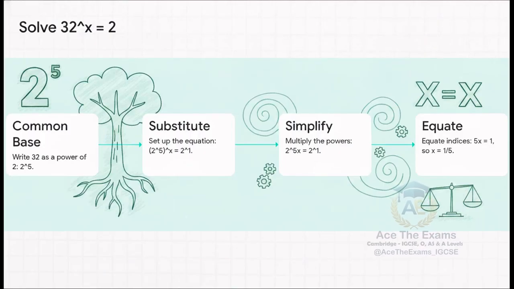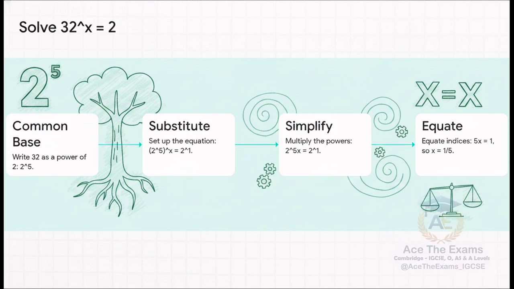Let's tackle challenge 2. Find the flaw. Look at this equation. 32 to the power of x equals 2. Now, Sam tried this in a mock exam and immediately wrote x equals 2 divided by 32. Sam lost all the marks. Why? Because you cannot divide a base by a base when the unknown is an exponent. The examiner commentary here is brutal.